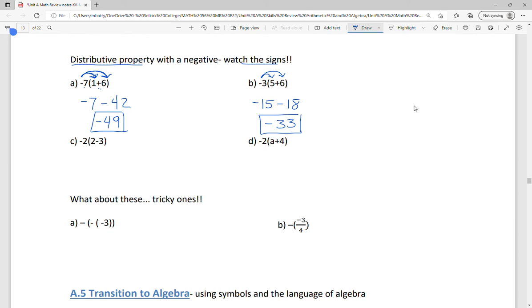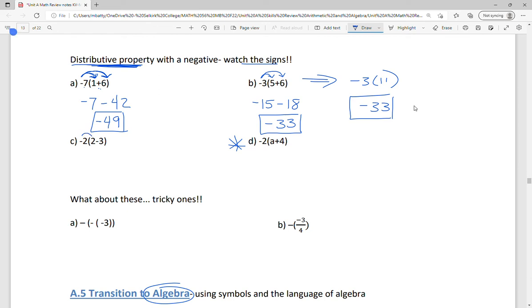Oftentimes in class, I'll have us do it with order of operations and the distributive property to just double check that it actually makes sense. In this one, if I did it that way, it'd be -3 times 11. They're equivalent, right? It doesn't matter which way you do it, whether it's order of operations or distributive property. Distributive property comes in as we move into algebra because sometimes you can't simplify what's in the bracket.